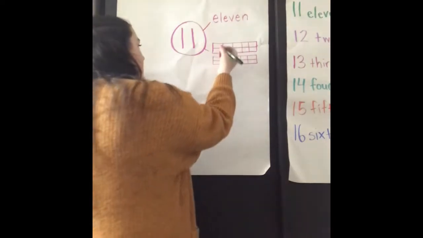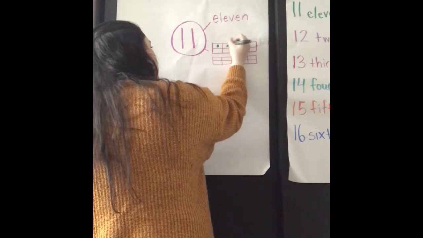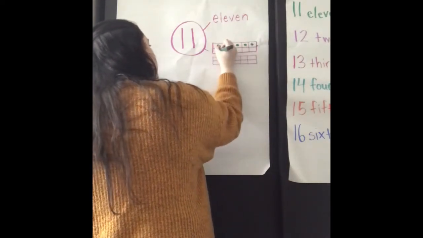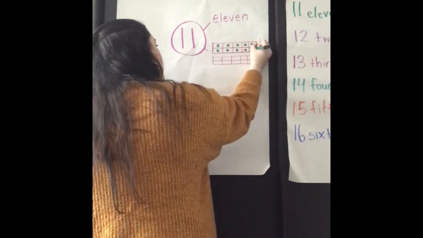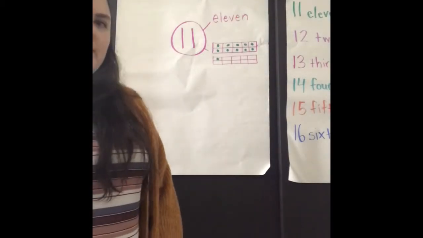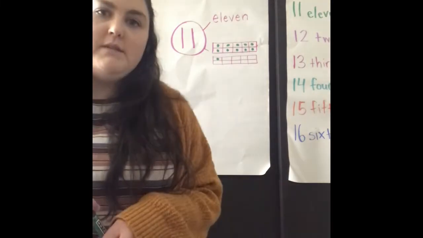So I'm going to count up to 11. Count with me. 1, 2, 3, 4, 5, 6, 7, 8, 9, 10, 11. Okay. I made 11 dots in my double 10 frame. I'll get you a little closer.